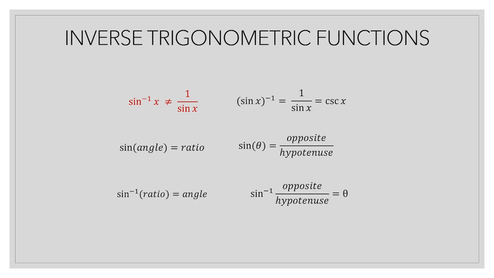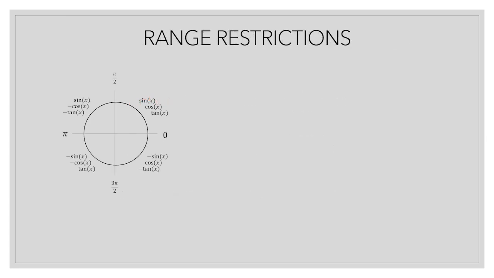And then you also get the inverse sine. You want to have this ratio, and you're asking what angle creates this ratio. So you're taking the ratio of the opposite over the hypotenuse, and you get that angle that creates it, right? So with these inverse trig functions comes some range restrictions.